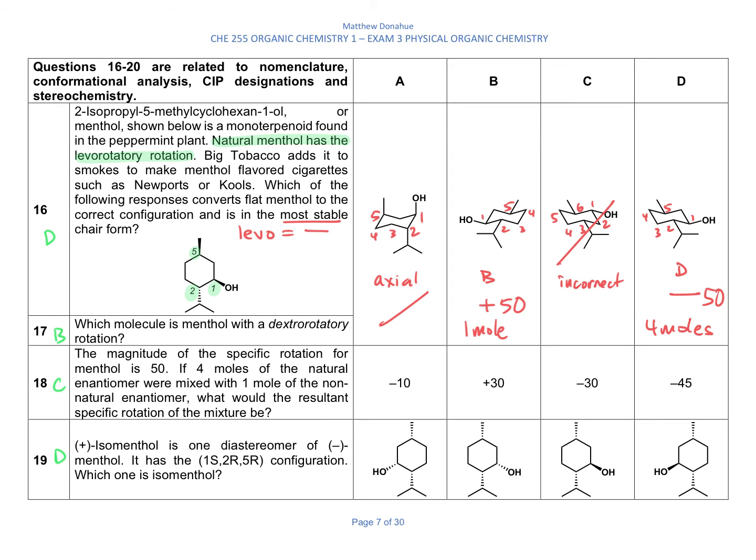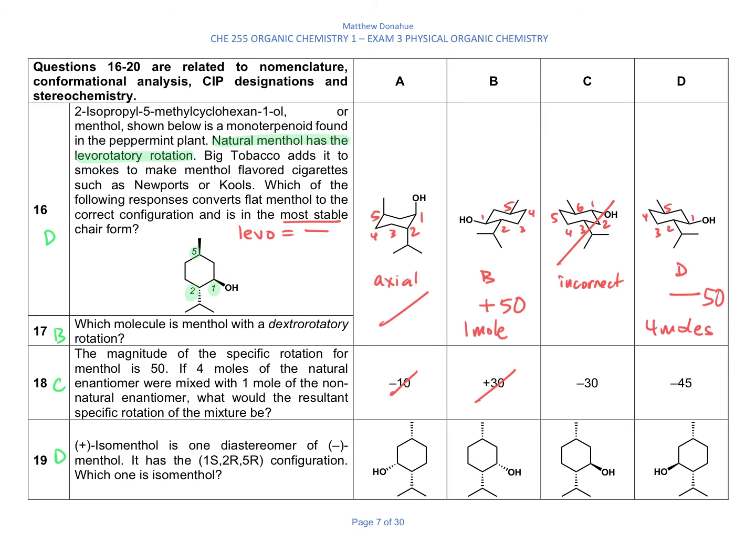So it's got to be negative. So we can eliminate that. And it has to be closer, the percentage is closer to 50, right? So it can't be 10.